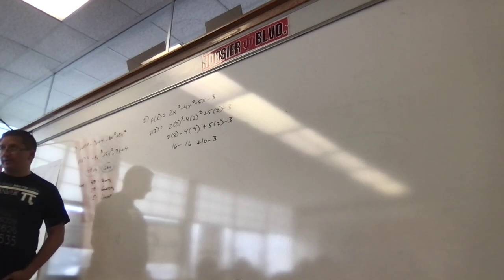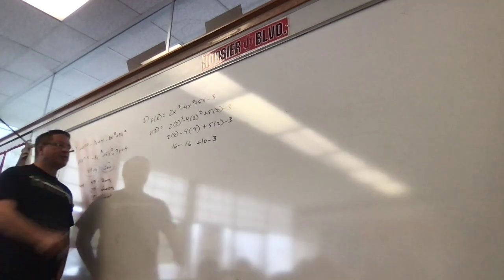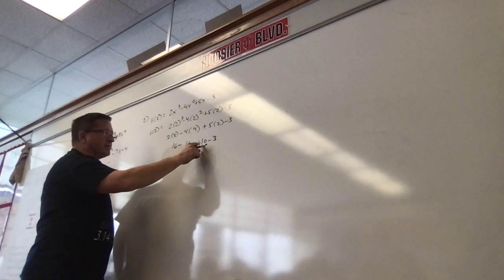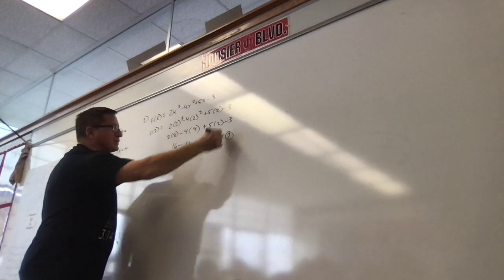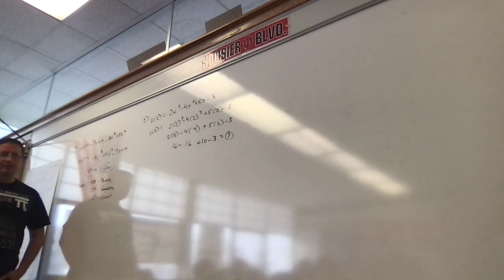You always add before you subtract? No, you have left to right. Left to right. Good. Whatever you see first, left to right. So in this case, we're going to subtract first. Okay? 16 minus 16 is 0. Plus 10 is 10. Minus 3 is 7. You simply plug in what I tell you to, and then simplify it.